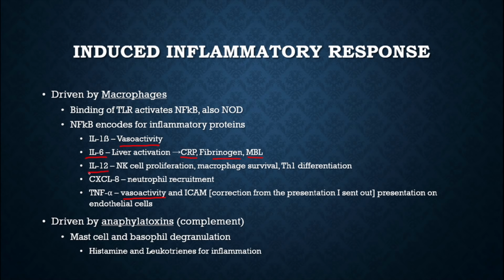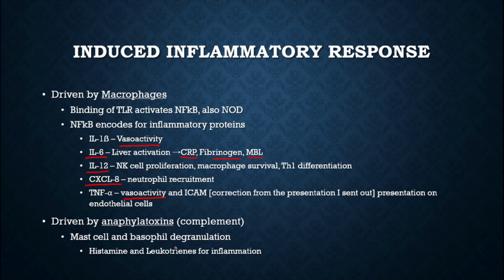IL-12 is produced, which recruits the NK cells and promotes macrophage survival, as well as Th1 differentiation. Again, all very inflammatory to try and recruit proteins, recruit cells. And then CXCL8, which is a neutrophil chemokine, so it's going to try and recruit neutrophils.